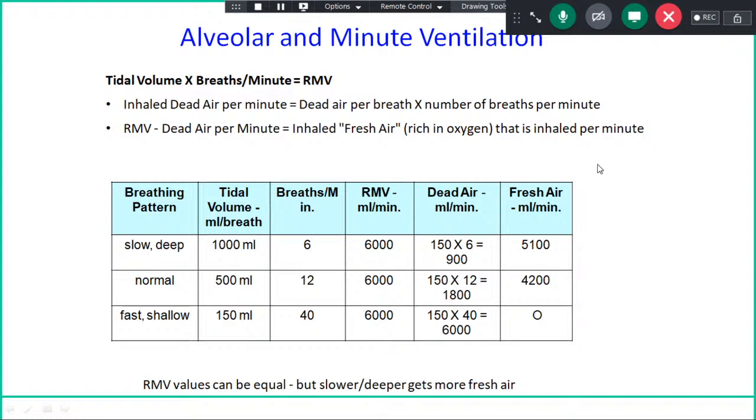So now that we know that out of 500 ml we have 150 ml as the dead space, how does it affect the alveolar ventilation and the minute ventilation when it changes? How does it affect our total ventilation there?